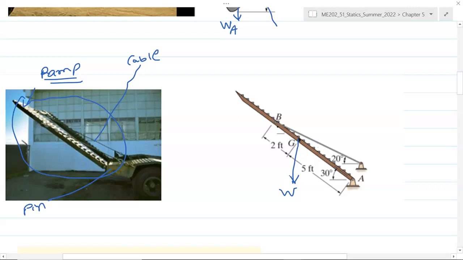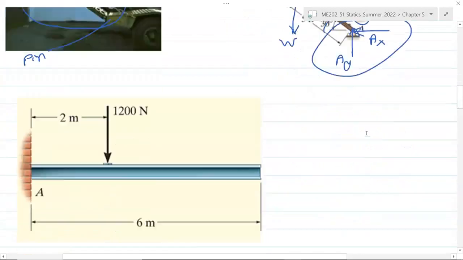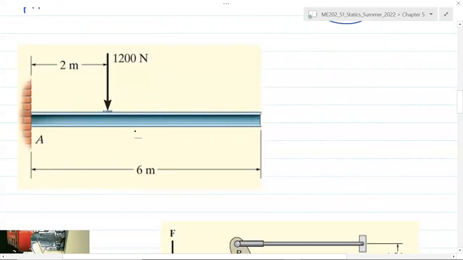And now there are two kinds of support reactions here. There is cable tension T in the cable that supports this beam, as well as the pin, which has vertical and horizontal support reactions AX and AY. This pin freely allows the rotation of the ramp about the pin itself. However, it does not allow the translation motion of the beam. So there are two support reactions coming from this pin, as well as a support reaction from the cable. On the other hand, look at this beam.